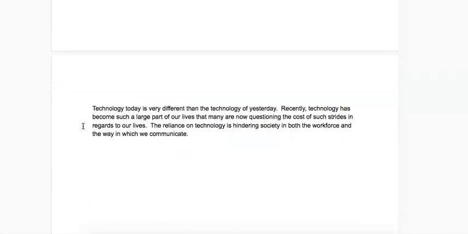So I've written a 3-sentence introduction here. Technology today is very different than the technology of yesterday. It gives a preview of what the essay is going to be over, which is technology in today's world, and it being maybe different than technology in the past. So that is our lead-in sentence right here: Technology today is very different than the technology of yesterday.